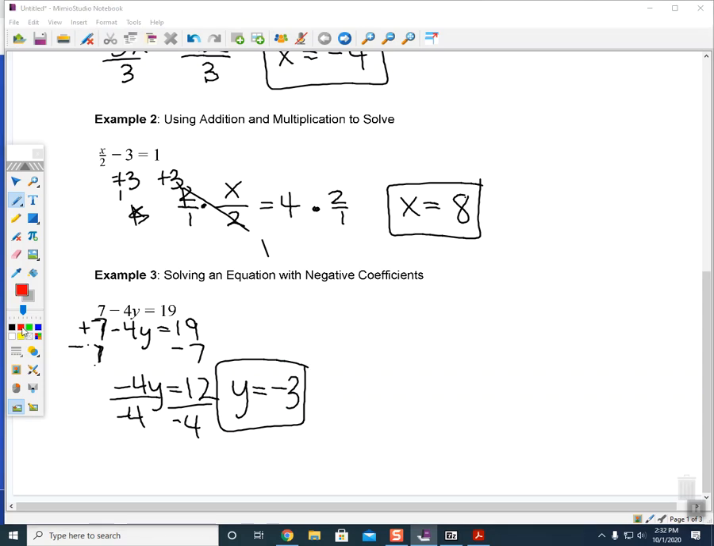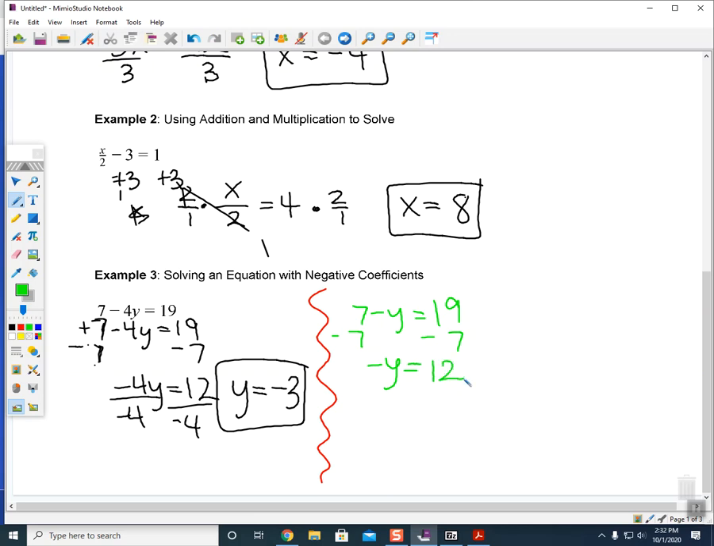Okay, there is something else that I want to say about this before we move on. Let's say that I get to the point, what if this was instead 7 minus y equals 19? So I'm taking the 4 out of the equation. I would still do this the same way, subtract 7 from both sides, but now I've got negative y equals 19 minus 7, which is still 12.